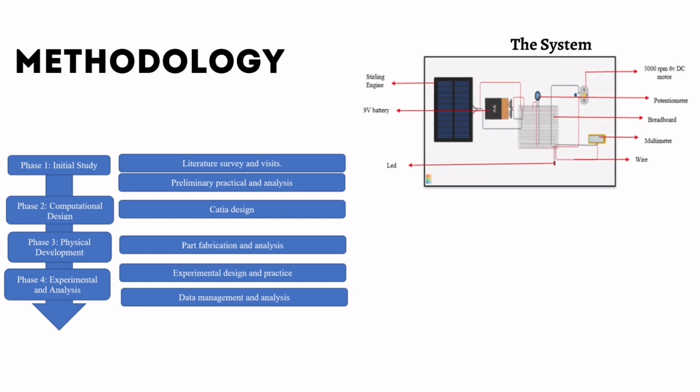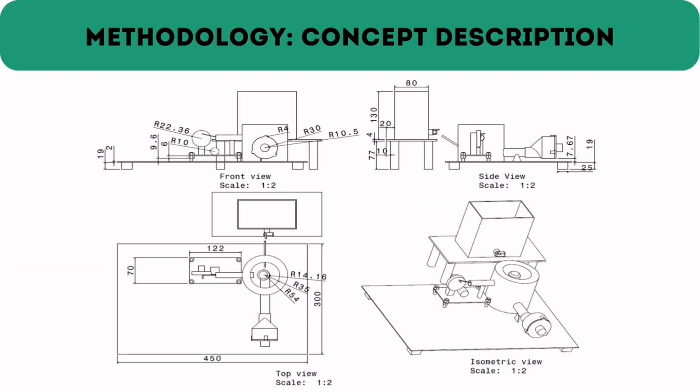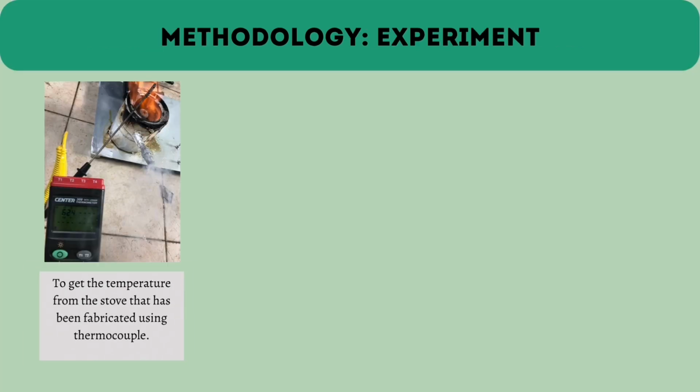Also here, it shows the electrical part of the system that we have designed using Tinkercad. And from the table, we can see the voltage being consumed and produced from each electrical component. Next, for concept description, this is the front view, side view, top view, and isometric view that we have designed using CATIA software.